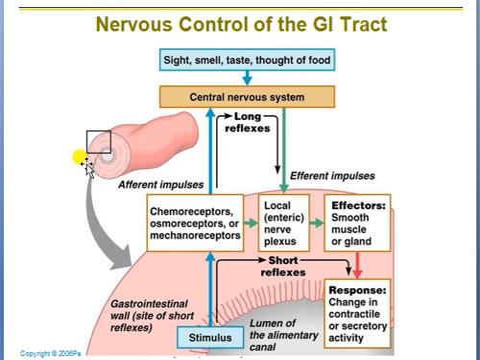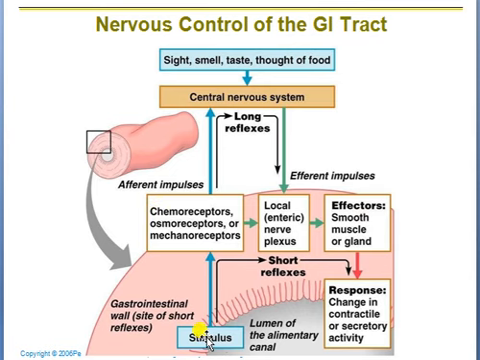Then the other response is a long reflex. See how, when the food material reaches either the stomach or intestine, the chemoreceptors, osmoreceptors, and mechanoreceptors will be stimulated. So these stimulate the central nervous system. Then again the central nervous system activates the local enteric nerve plexus. Then after that, the effectors, meaning these local enteric nerve plexuses, stimulate the smooth muscles or glands present in the intestine. I hope you understood my point. Here once again I am repeating.